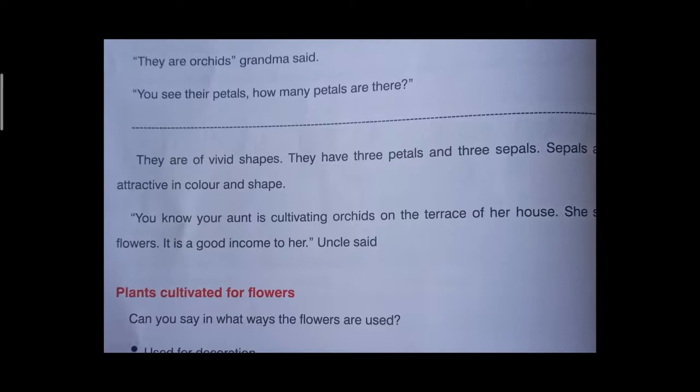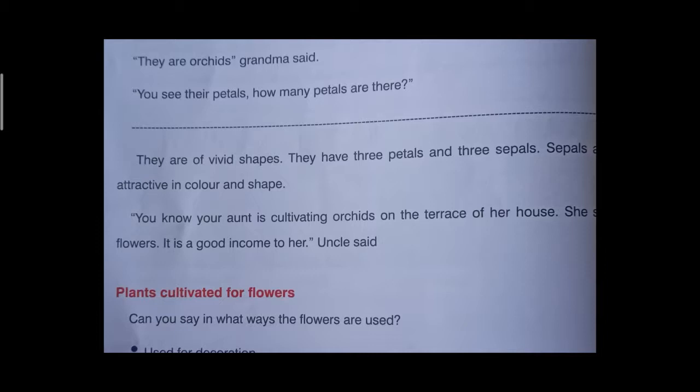They have three petals and three sepals. See, three petals only and three sepals also. Sepals are also attractive in color and shape. Here petals and sepals both are attractive in orchid. So it will be an attractive flower.